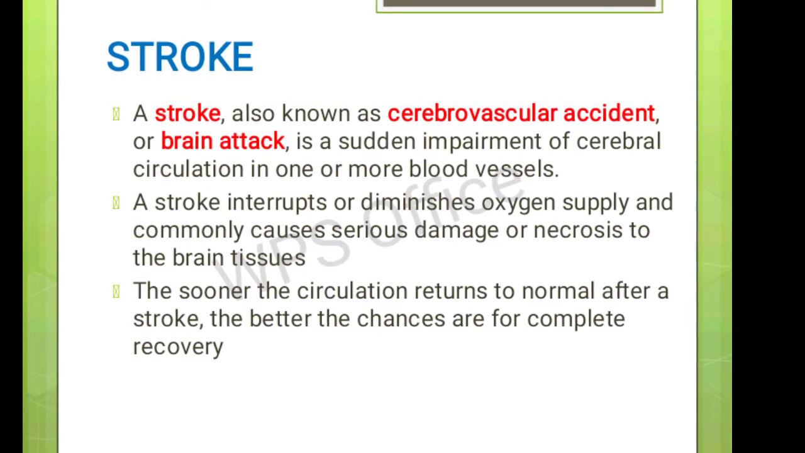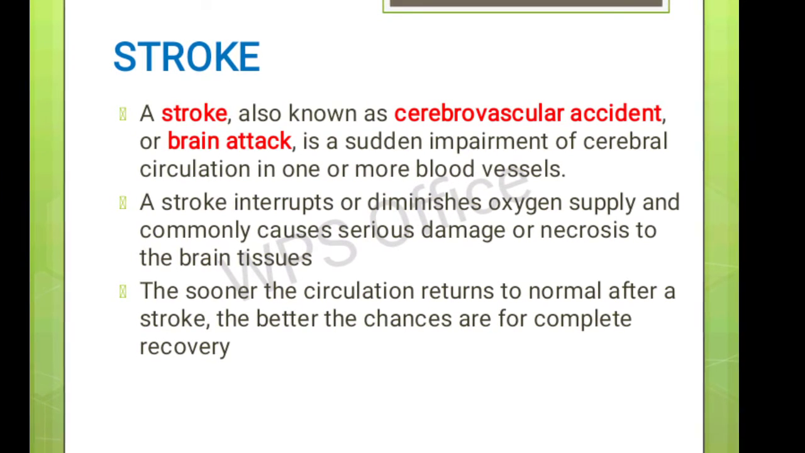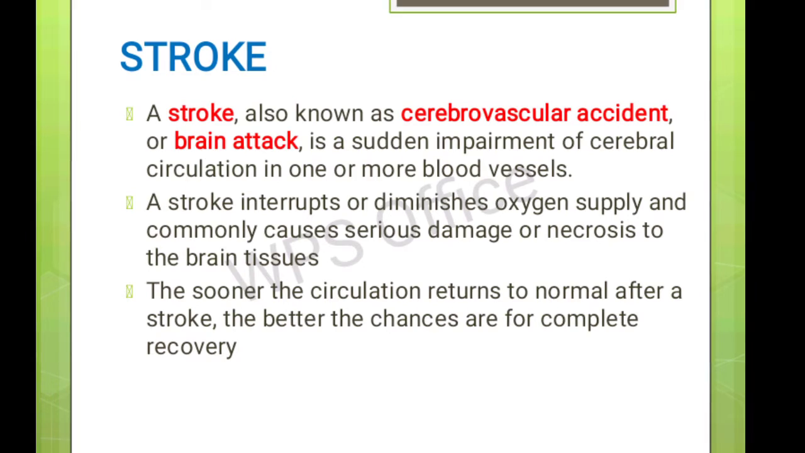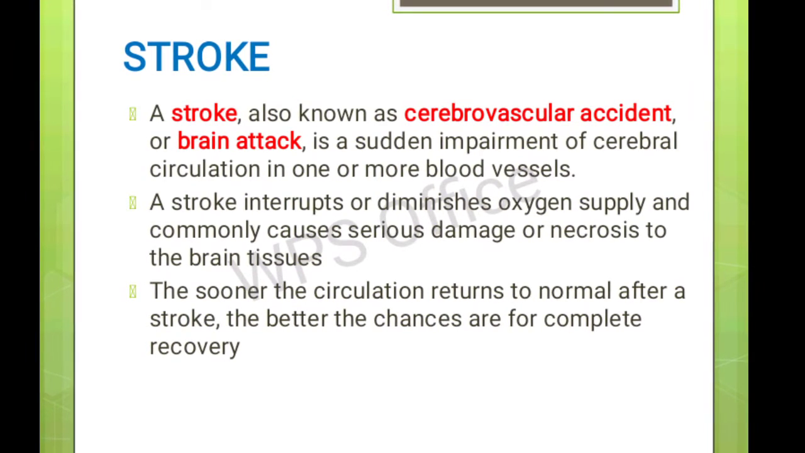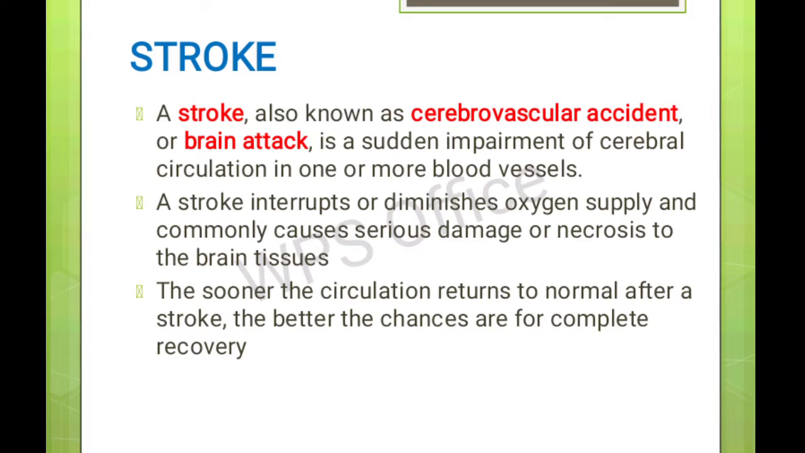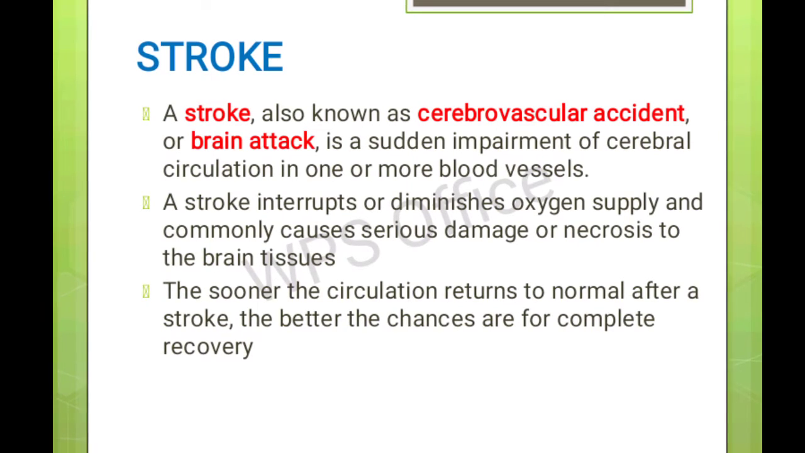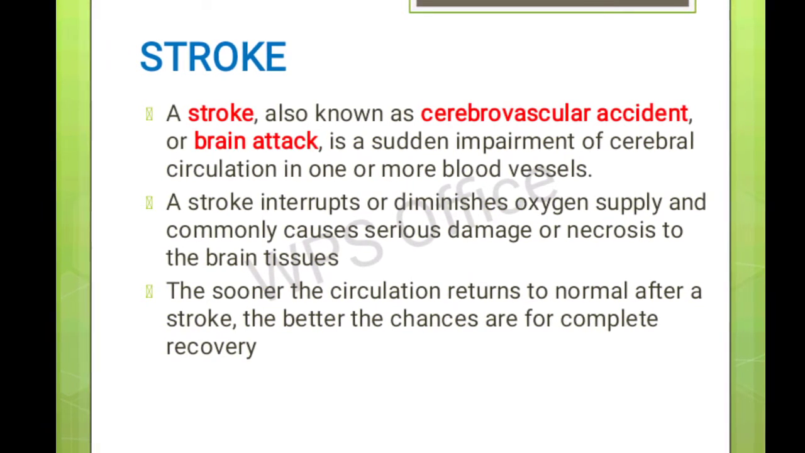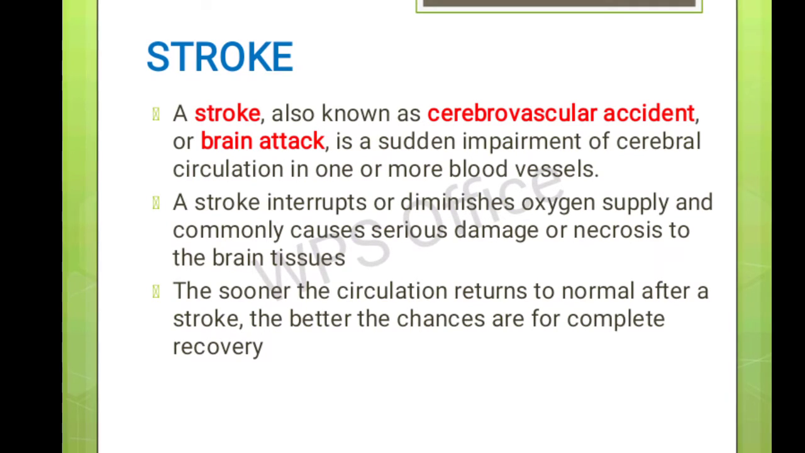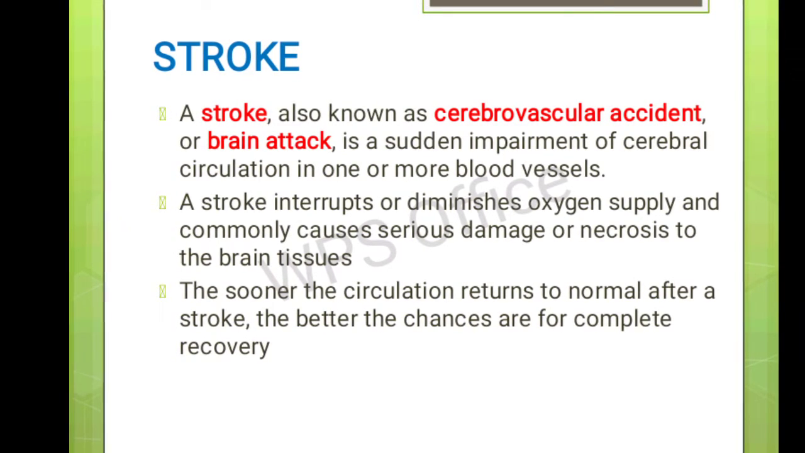a cerebrovascular accident or stroke. A stroke interrupts or diminishes oxygen supply and commonly causes serious damage or necrosis in the brain tissues. So in a stroke, what will happen? Due to the impairment in the circulation from any etiological factor, the blood vessels inside the brain will be diminished of the oxygen supply. The brain will not get oxygen due to the stroke, and it will cause necrosis and serious damage to the brain tissues. The brain tissues may die or cause even serious problems.